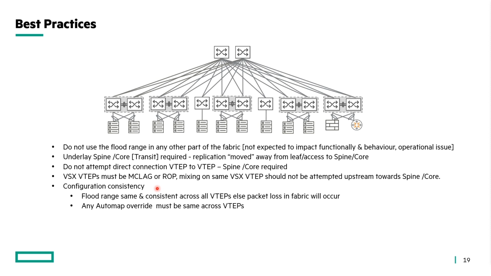In terms of configuration consistency, that's really important. If you are going to change things, then the flood range must be the same and consistent across all VTEPs. Otherwise, you may experience some packet loss. Again, the same with auto map override: it must be the same across all VTEPs.